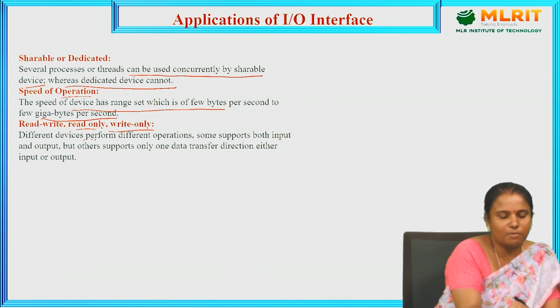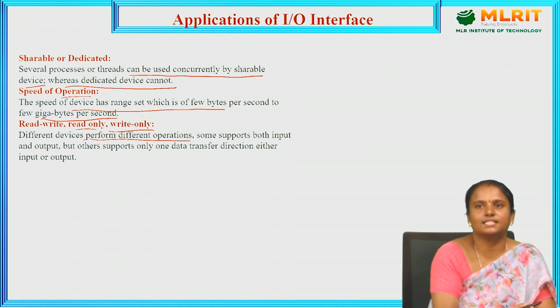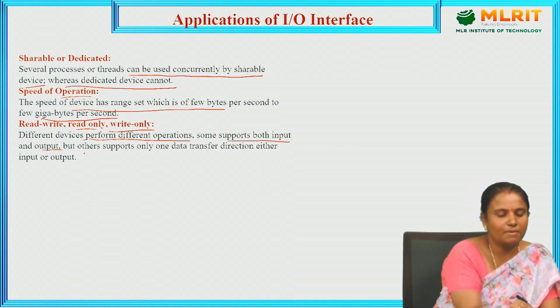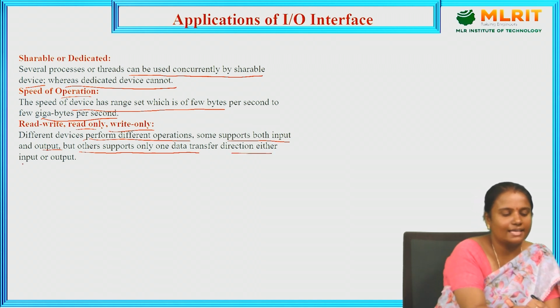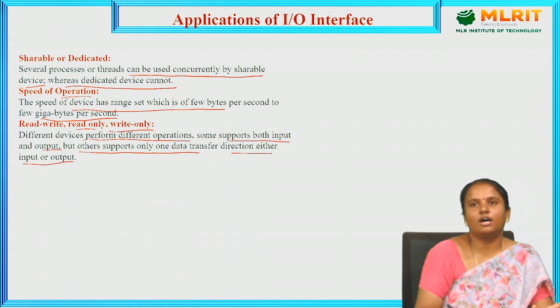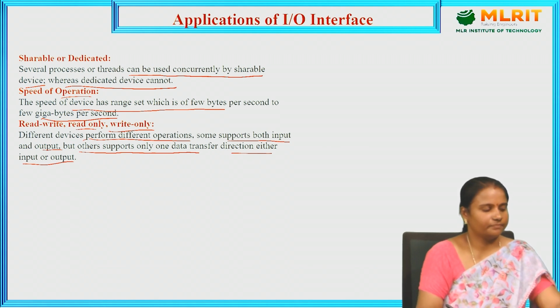Read-write, read-only and write-only. Different devices perform different operations. Yes, different devices perform various kinds of operations. Some support both input and output, but others support only one data transfer direction, either input or output. So while performing some operations, they may be under read-write, read-only or write-only. So this is how the operations are performed in these applications of the input-output interface.